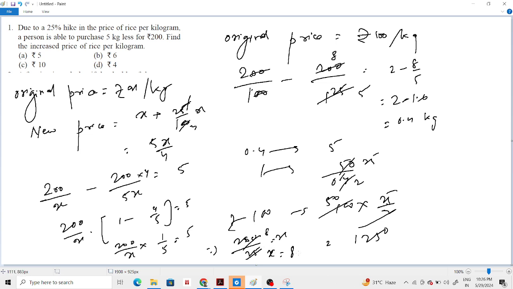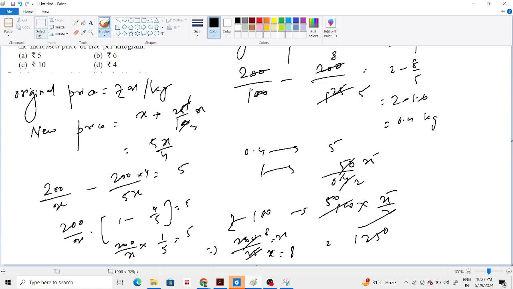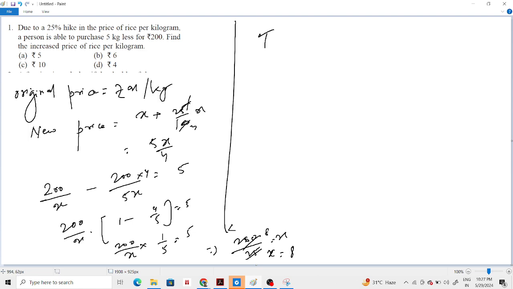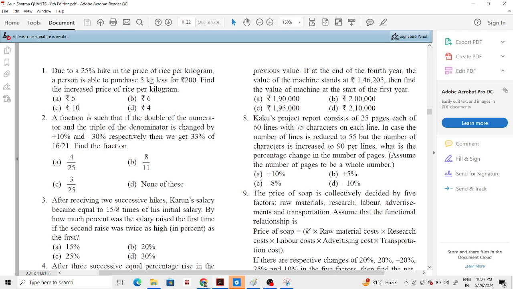That means rupees 8 is the original price. Find the increased price of the rice per kilogram. Yeah, it is saying initial 8. 25% of 8, so 8 plus 25 by 100 into 8. So the increased price is going to be 8 plus 2, that is 10 rupees. The price increased by 2 rupees, 25%. So the increased price is 8 plus 1 by 4 of 8. That is 10. Okay. So let me quickly check the answer.